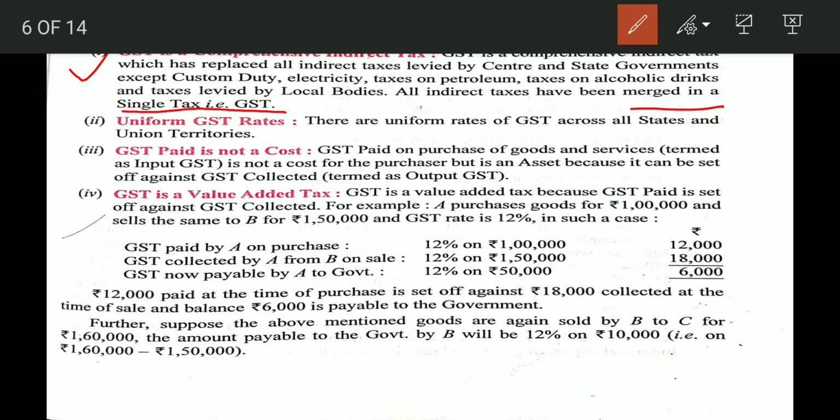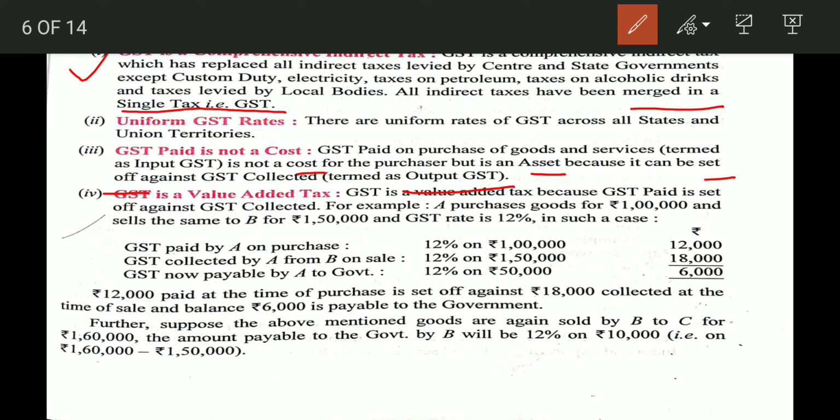Uniform GST rates. There are uniform GST rates across all states and union territories. It cannot be that different states have different GST. There is a uniform GST rate all over the states and the union territories. Number 3, GST paid is not a cost. GST paid on purchase of goods and services, termed as input GST, is not a cost for the purchaser, but it is an asset because it can be set off against GST collected, termed as output GST. I have already explained this, that it is not a cost because you can set it off against the output GST, and so it becomes your asset.